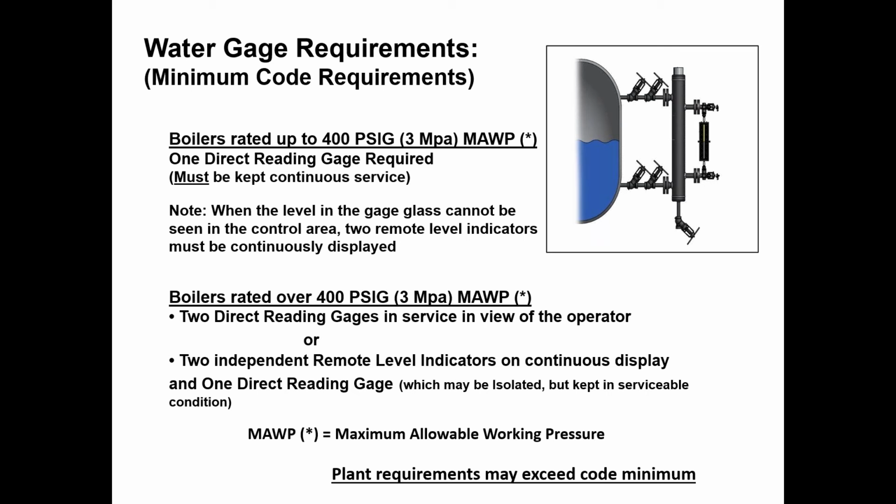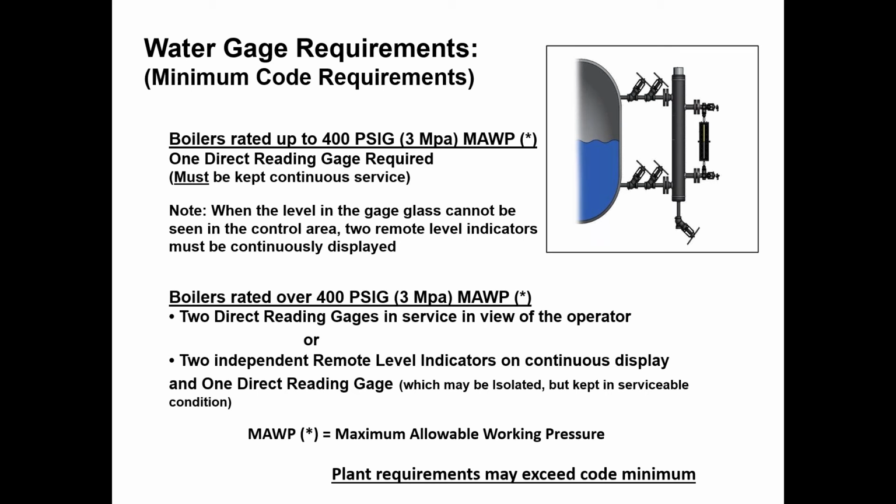Now, when you cross over 400 pounds, we start to get into the larger industrial applications, power plants, bigger facilities, and the code allows an option. The old way that was done 50 years ago was there were 2 direct reading gauge glasses in service in view of the operator, and an operator would be stationed out by the boiler 24/7. That's no longer the case.